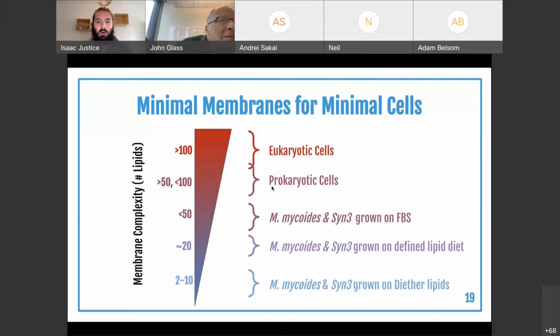And so initial results show that it seems like I've pushed my system to the simplest it will go. I've pushed it to a system with under 10 lipids in its membrane. And that's when we start to see the system break down. And when we're working with a system so simple that the fitness of the organism suffers, we can start to figure out the answer to the question, why does life need so many lipids?